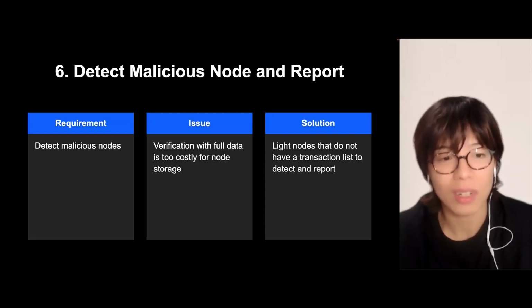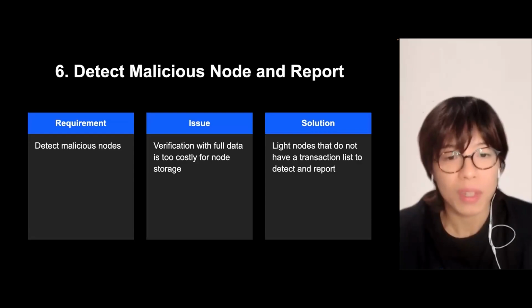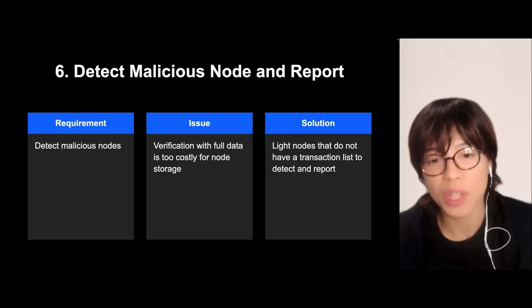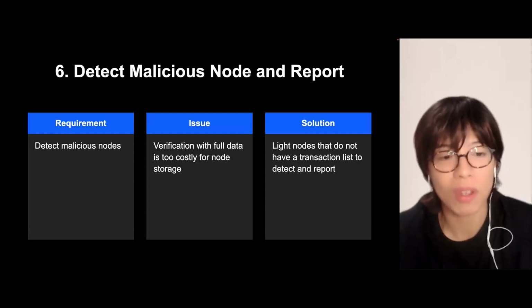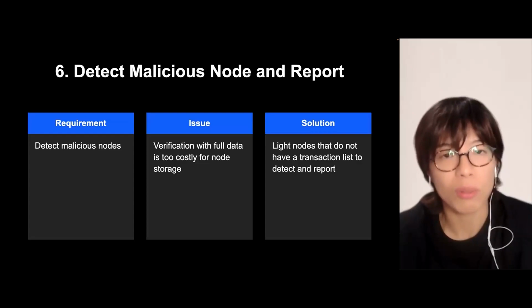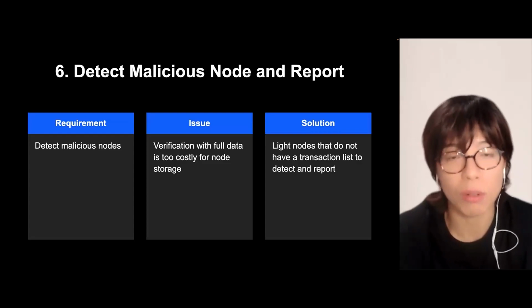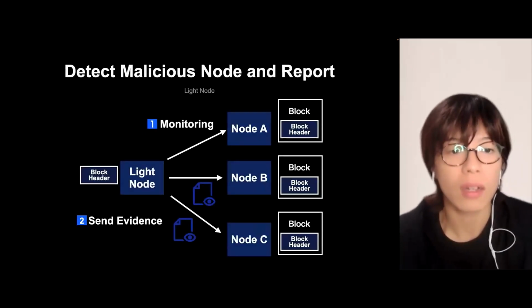There should be a detection system to find the rogue nodes. All the data of the blocks would be needed, but that leads to a higher cost because it uses storage. There should be another system so that right nodes, having a transaction list, can detect and report such nodes.